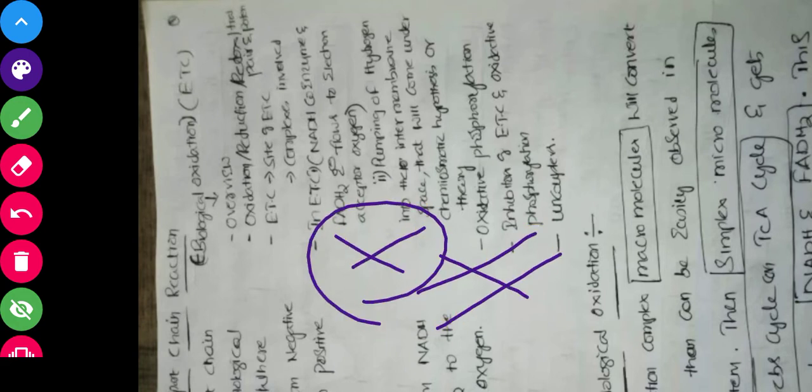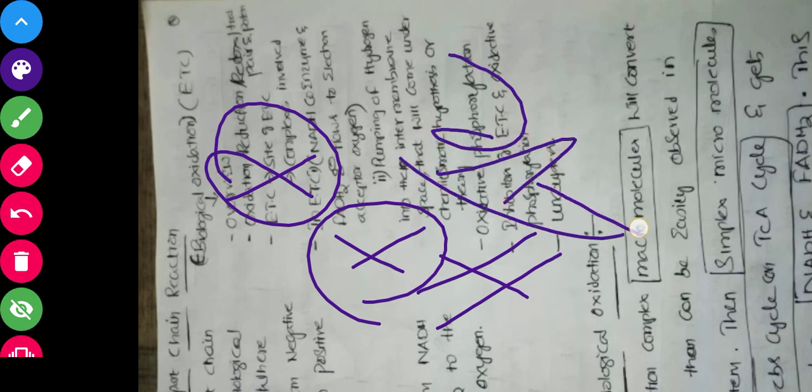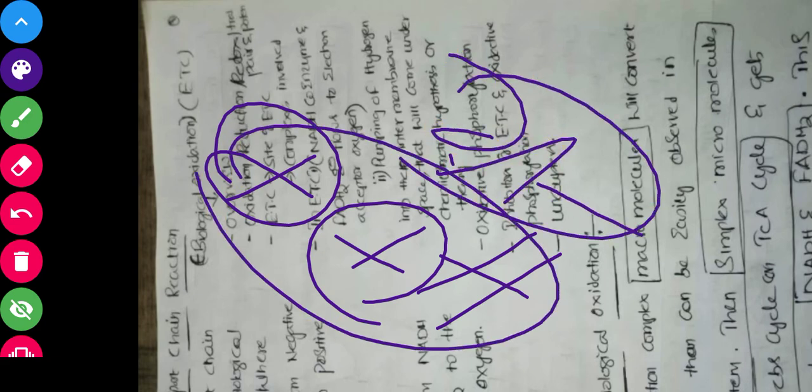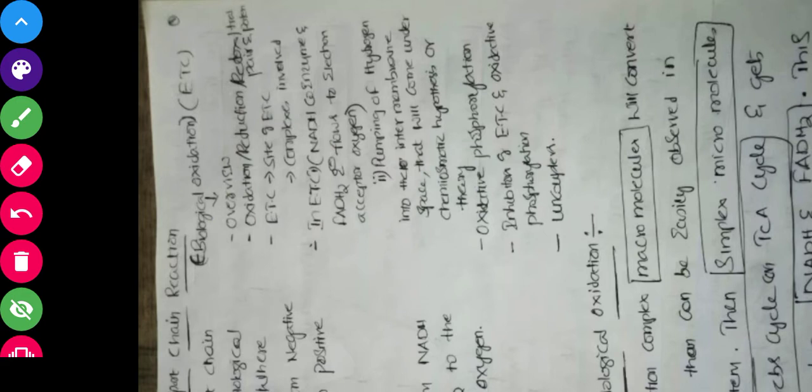Because of these protons being pushed, the outer region will become positive, and the inner region will become negative. Due to this it will form the proton gradient. Due to the proton gradient, the ATP will be synthesized. That we will see in the future slides.